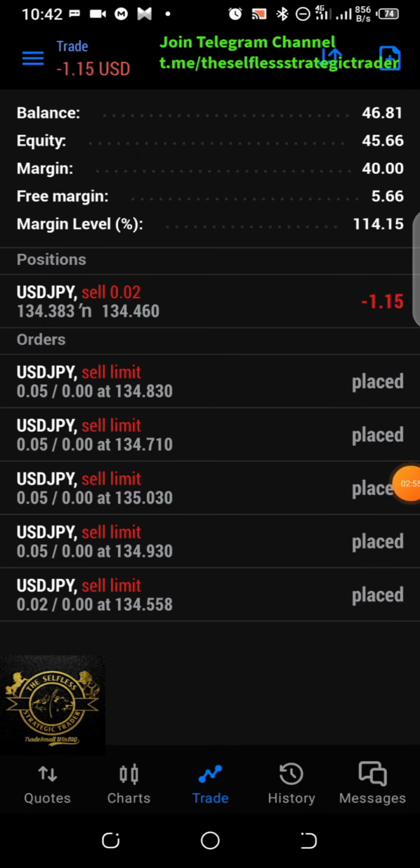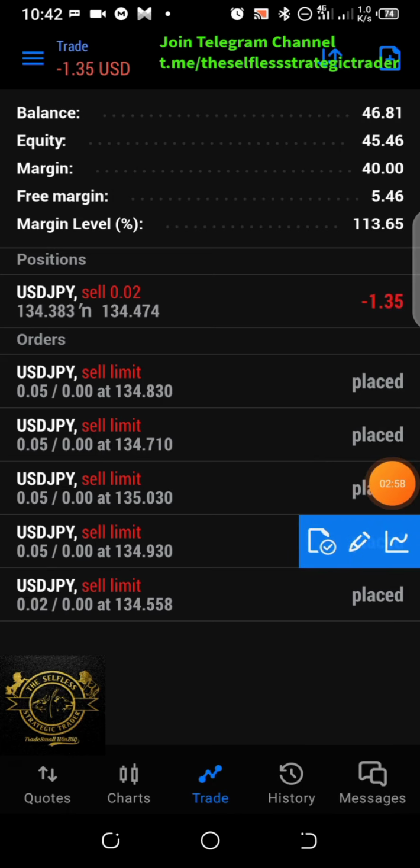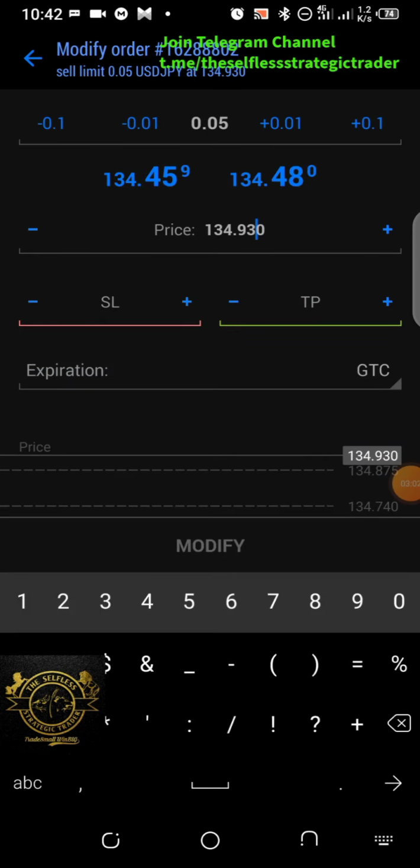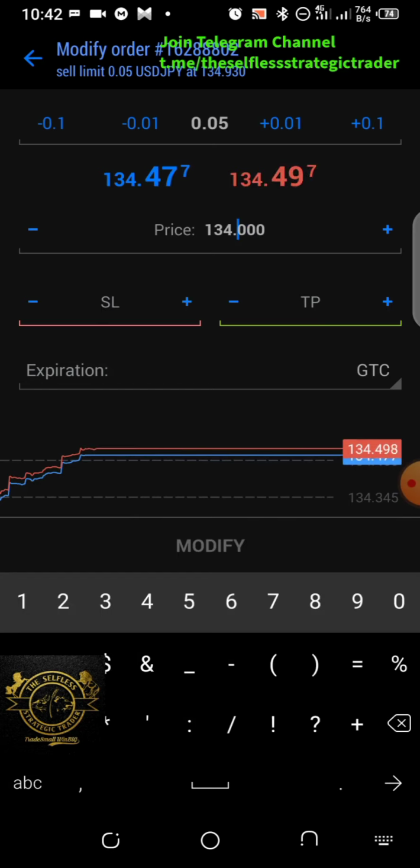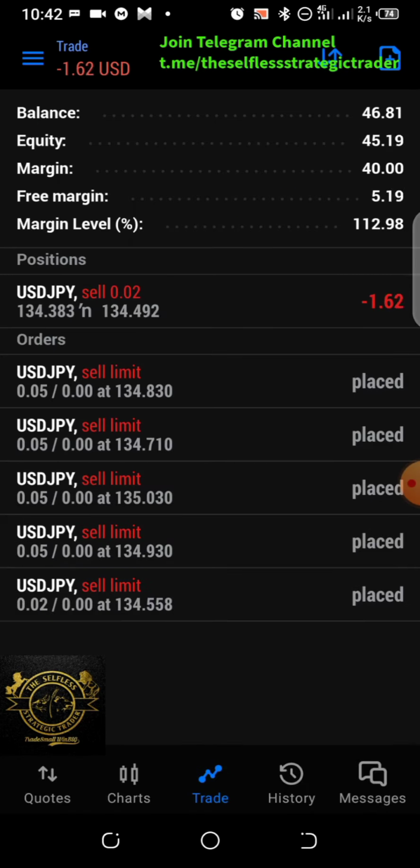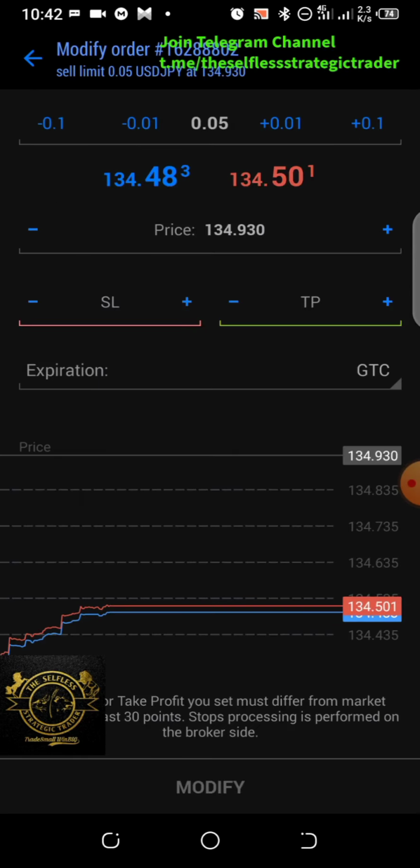Let's change it to 0.02, guys. So this one, I'm going to edit this one. I'm going to change it to 134. Oh, sorry. What am I doing now? We're just editing the lot size. We just want to edit the lot size. Yeah, 0.02, because I don't want you to come and be like me.